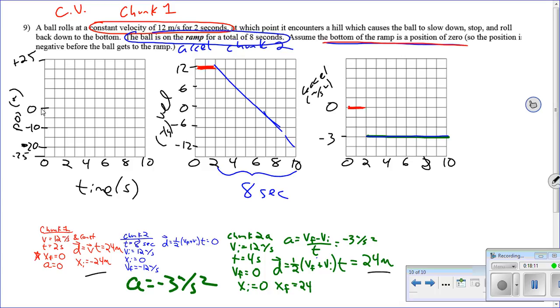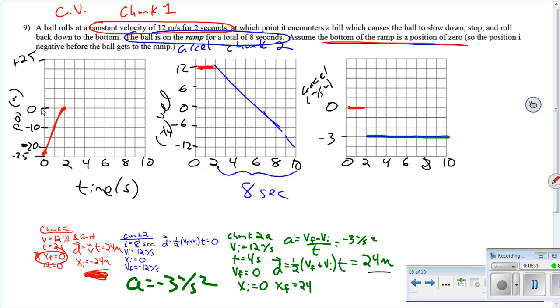Okay, so here's what we know. In chunk 1, our velocity is constant. We went from a position of negative 24 to a position of 0. So my position needs to start at negative 24, and after 2 seconds, it needs to be 0. A straight line, because the velocity is constant. It's the worst straight line ever.